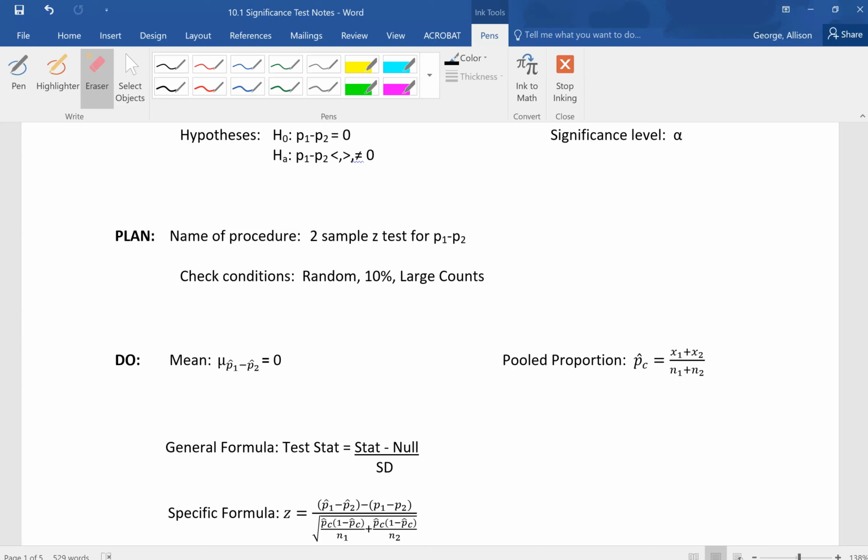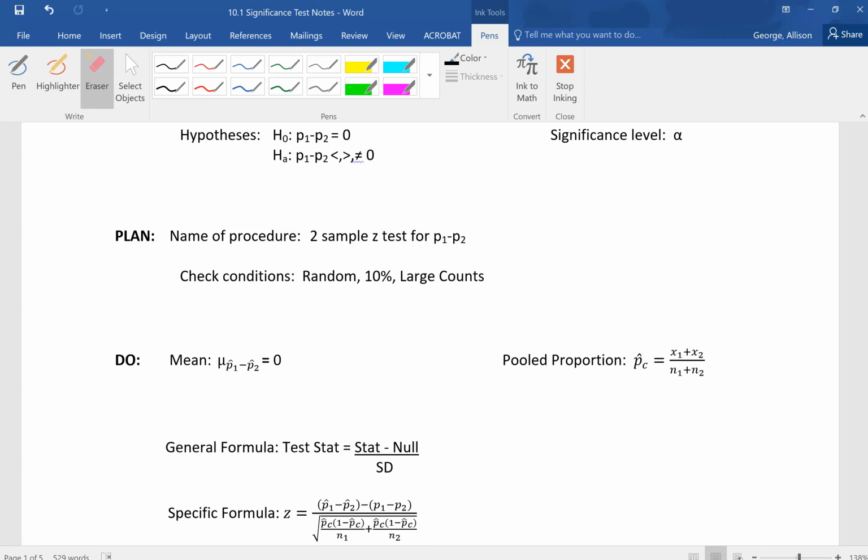Alright, where things get different is in the do section. The general formula is still the same. It's still your test statistic equals your stat minus your null over your standard deviation. But what gets weird is dealing with the different pieces. When we did this the first time with one proportion, we just went through and proved it's normal. That's why we checked for all of those things up at the top. Since it's normal, we're going to use a mean of 0, so that is still the same.